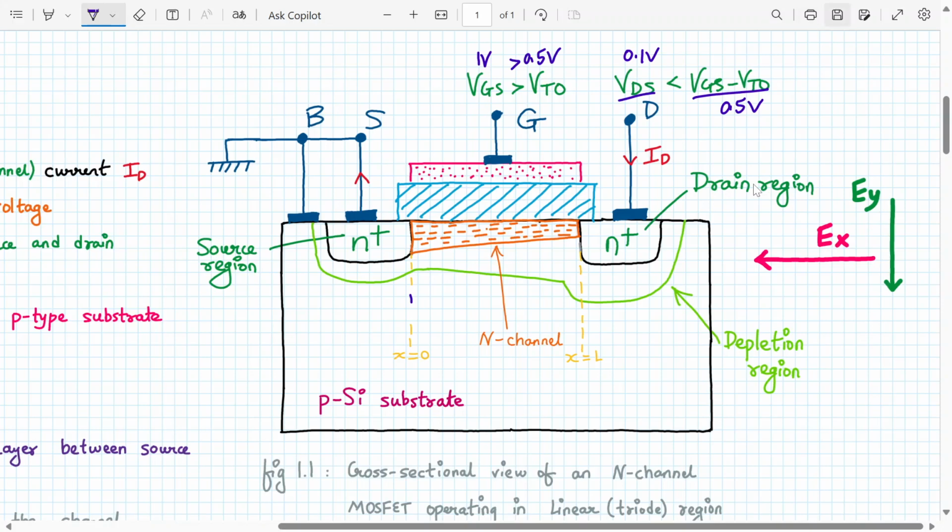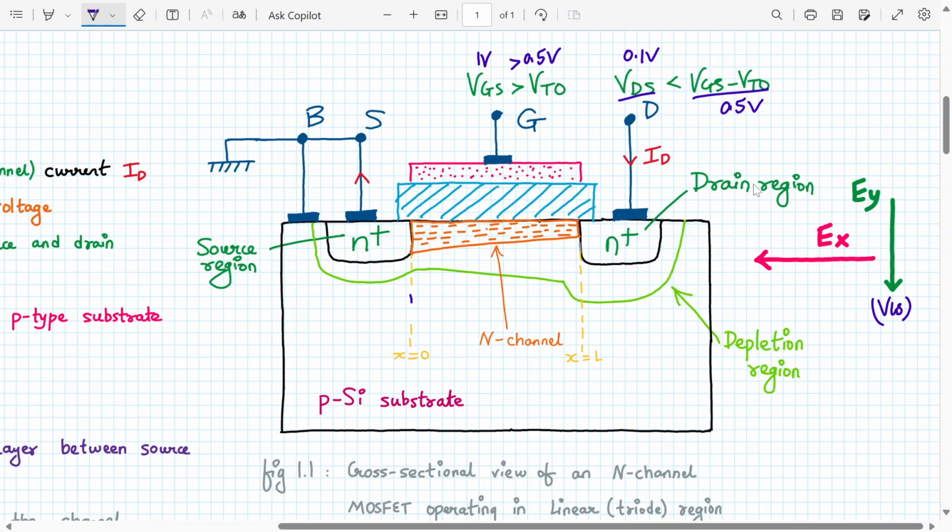Ey is the electric field responsible for VGS voltage. It will bring the minority charge carrier electrons near the Si-SiO2 interface, which will form the inversion layer, which will eventually form the N channel.